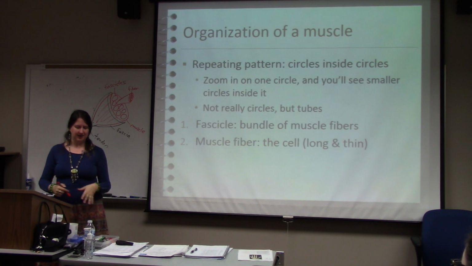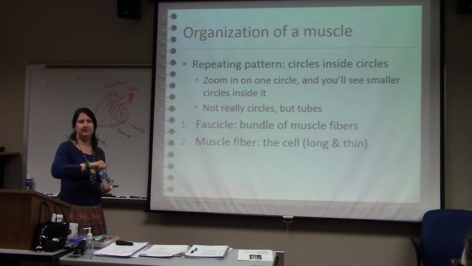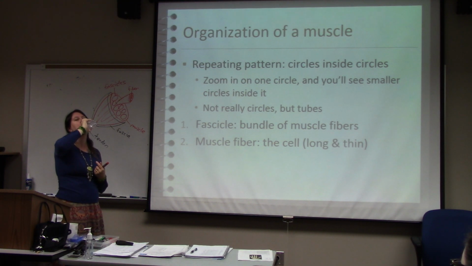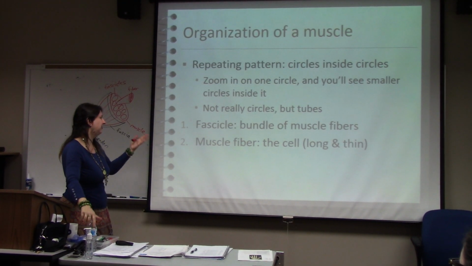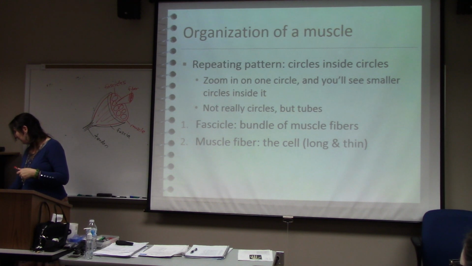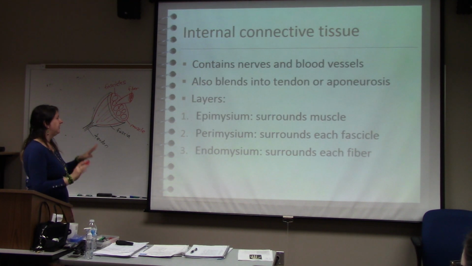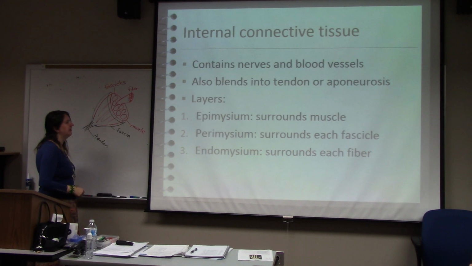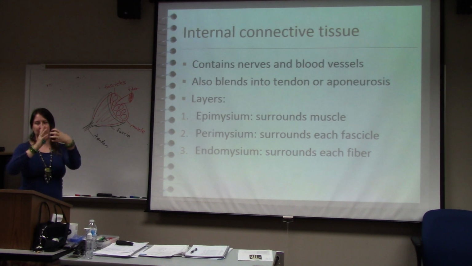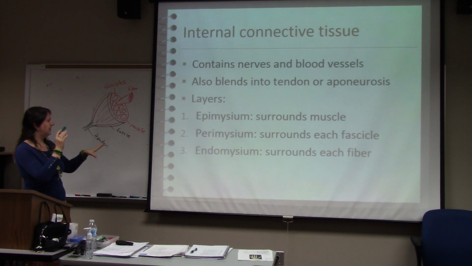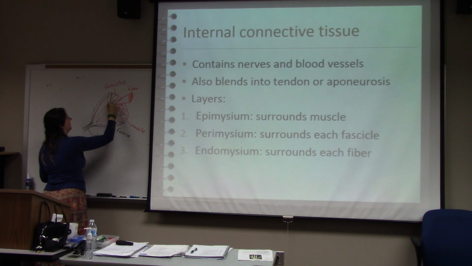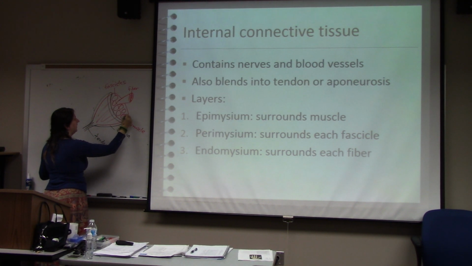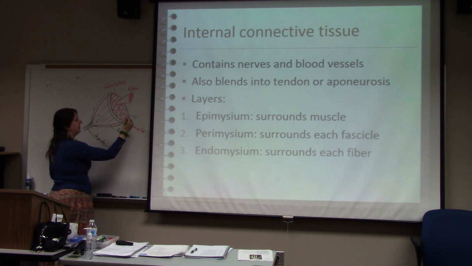The cells are long and thin. They actually run the whole length of a muscle. That's why we call them fibers. And fascicle just means bundle. The connective tissue within the muscle, here it's woven together around the muscle fibers, but it's still found in several layers. The outer layer is the epimysium. And unlike a fascia, the epimysium can't come off of the muscle.